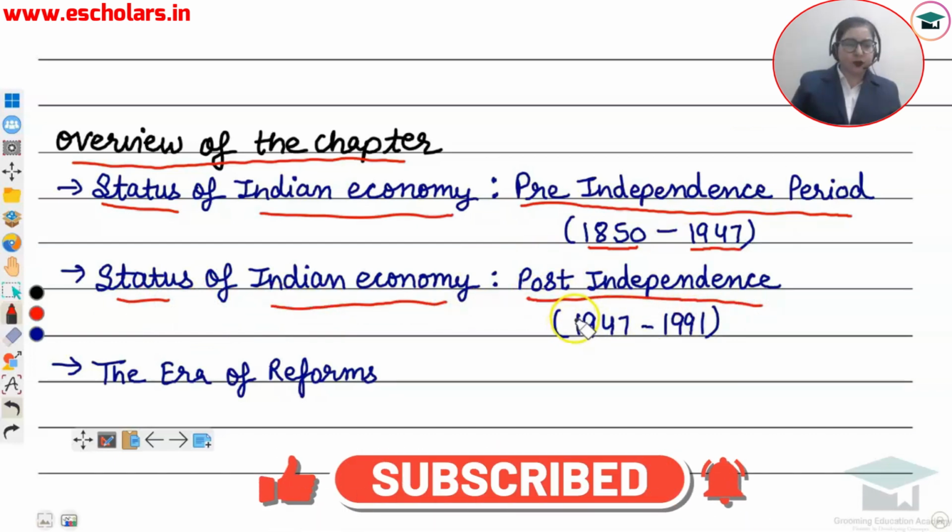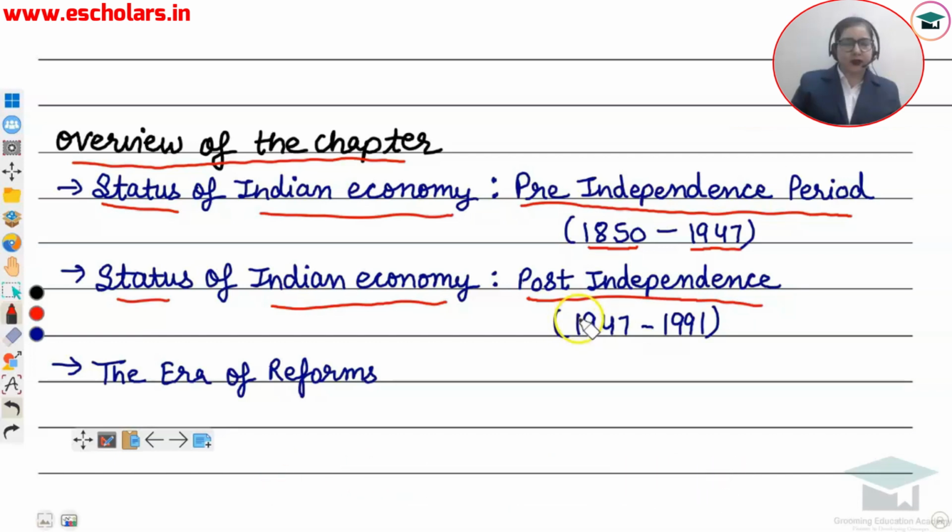Next, we will also talk about the status of Indian economy under the post-independence period. That is, we are going to talk about the situation of Indian economy after independence. In other words, the duration starting from the year 1947 to 1991.